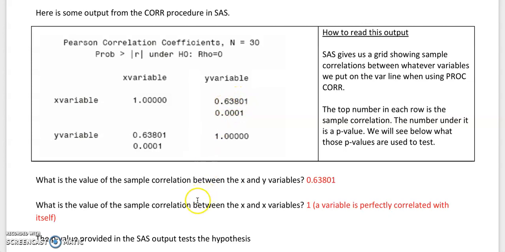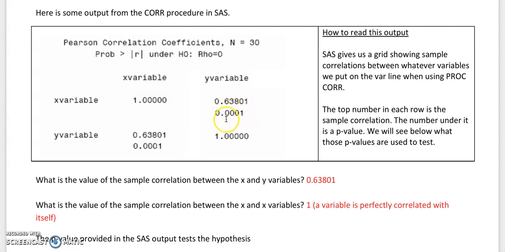If I wanted to know the correlation between my x variable and itself, it's going to be 1. There's a perfect relationship between those. If I know x, I can tell you x, right? Whereas if I know x, I can do a decent job telling you what y is because there's a moderate to strong relationship between those.